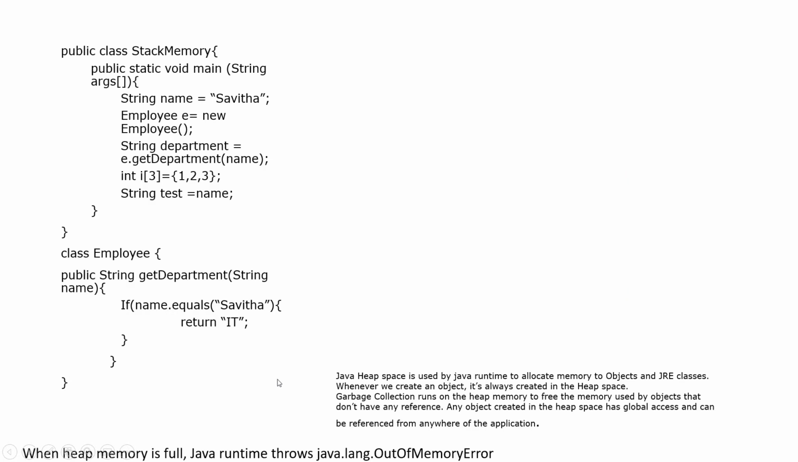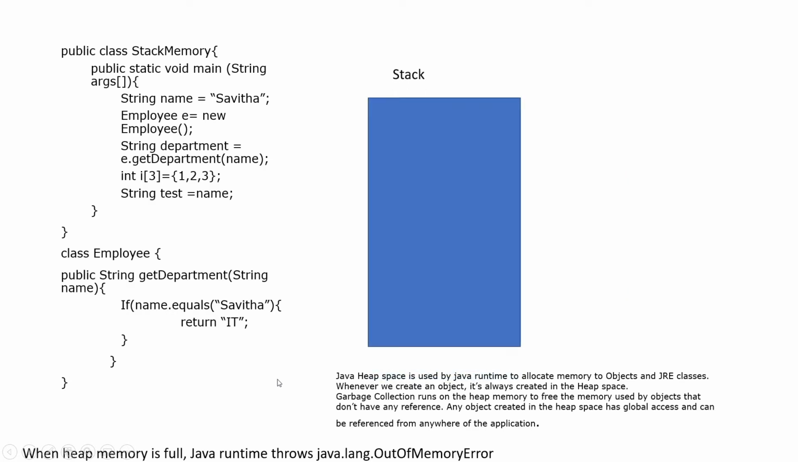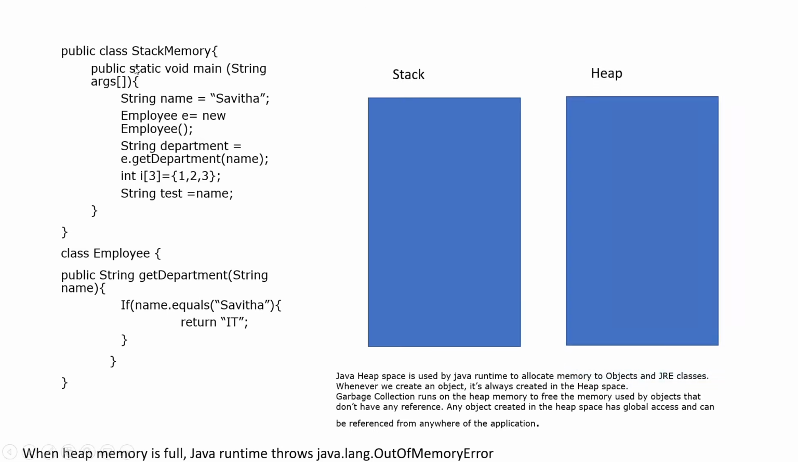Next I'm going to talk about heap memory. Here I have created a small example, public class StackMemory, and it has a method public static void main. That will be the first method, which goes in the stack, and then it has a variable declaration, String name, and name gets a value Savita. So the String name will be here in the stack, and it gets the reference, the address of the heap, but the value will be stored in the heap.